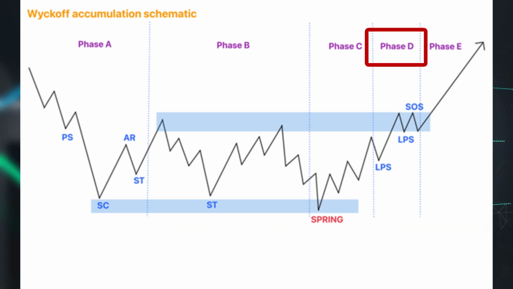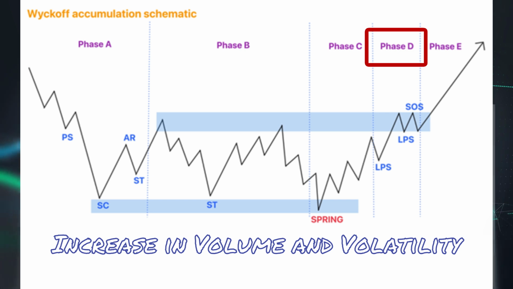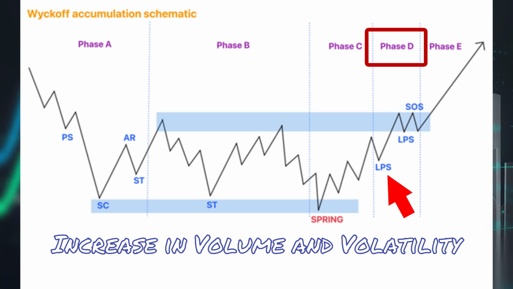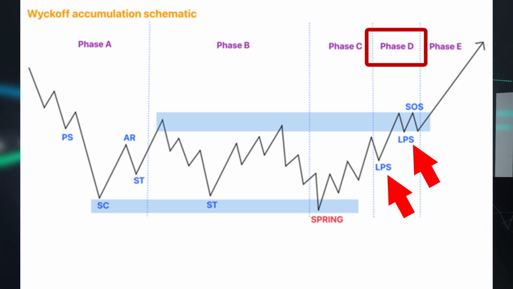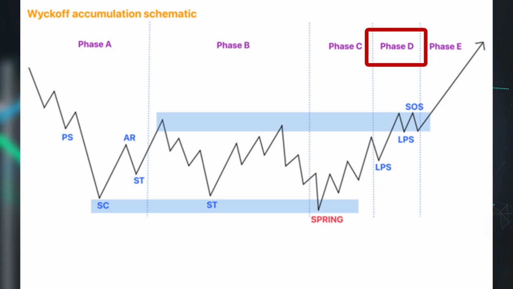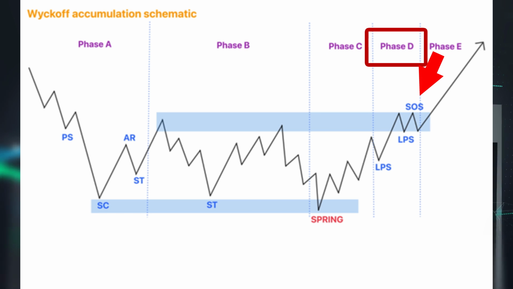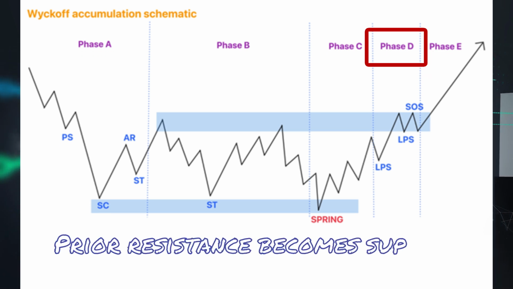The effect, Phase D. This is where we see the transition from cause to effect. There is a notable increase in volume and volatility, consisting of one or many last point of support, LPS points. Here the price simply has one or more higher lows. Phase D comes with a break of the range from Phase B until the price SOS, signs of strength, meaning prior resistance becomes support.